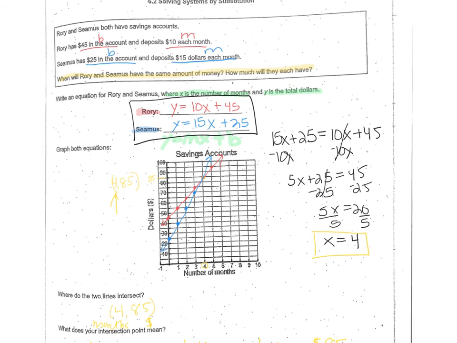If we needed to find our y value, we would go back up into one of these 2 original equations right here. And y would be equal to 10 times x, which is 4, plus 45. And we could see that y, 40 plus 45, would equal 85. And we could find our point of intersection and answer this question by using substitution.